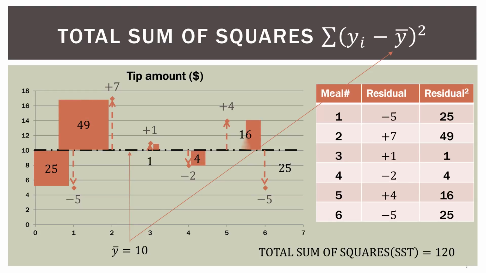So when we're talking about total sum of squares, what we do is we take each residual, so how far each data point is from the mean of the dependent variable, in this case 10, then we square it, and then we add them up. That's all that total sum of squares is in simple regression.